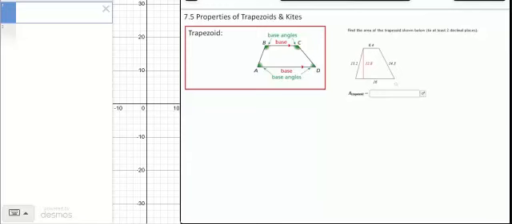Remaining quadrilaterals and their properties. Okay, so we're going to cover several remaining ones, with trapezoids and kites being the last two. So let's start with some definitions here really quickly.